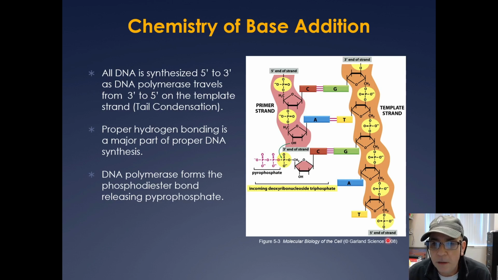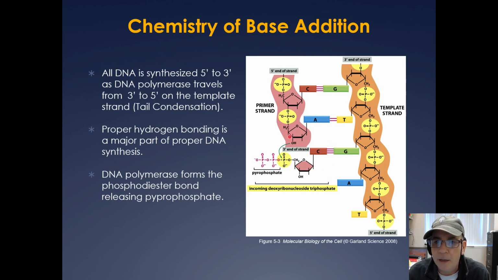The chemistry of base addition is actually quite simple, okay, but there's certain things that you guys really need to know here. And one of them is that synthesis occurs from 5' to 3', being read off the template strand in the 3' to 5' direction. And this is actually really important for the proofreading activity, as we'll see. But what you have is complementary base pairing with an incoming deoxyribonucleoside triphosphate, which is right here. So here you have G base pairing with C and the hydrogen bonds forming.